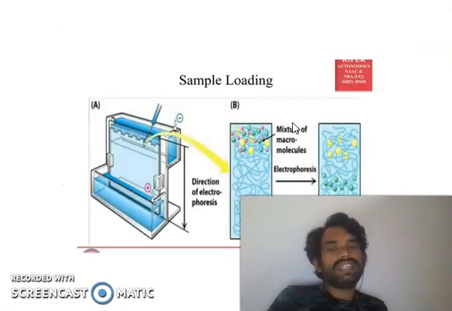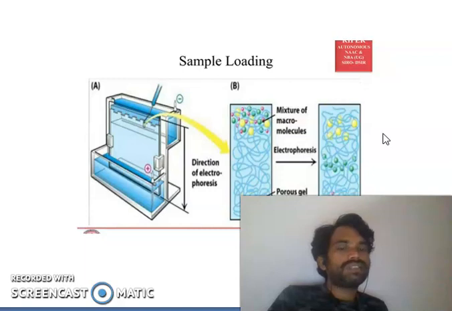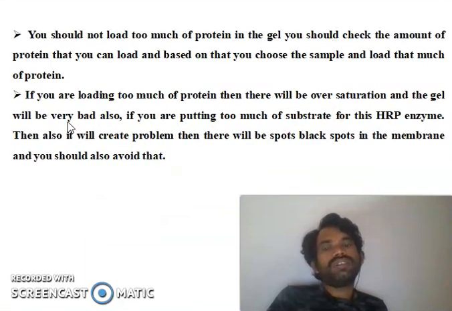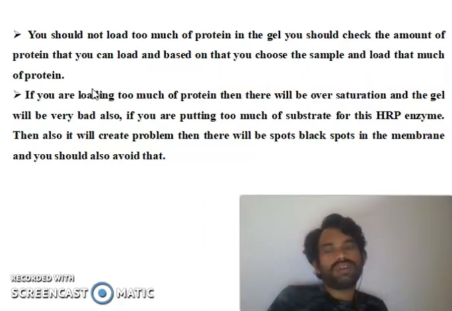Then you can see the sample loading, and the detection of the mixture of macromolecules by electrophoresis. There are also some precautions when you are doing the Western blot technique, and these points are very important. You should not load too much protein in the gel. You should check the amount of protein that can be loaded based on the sample you choose, and load only that much protein.